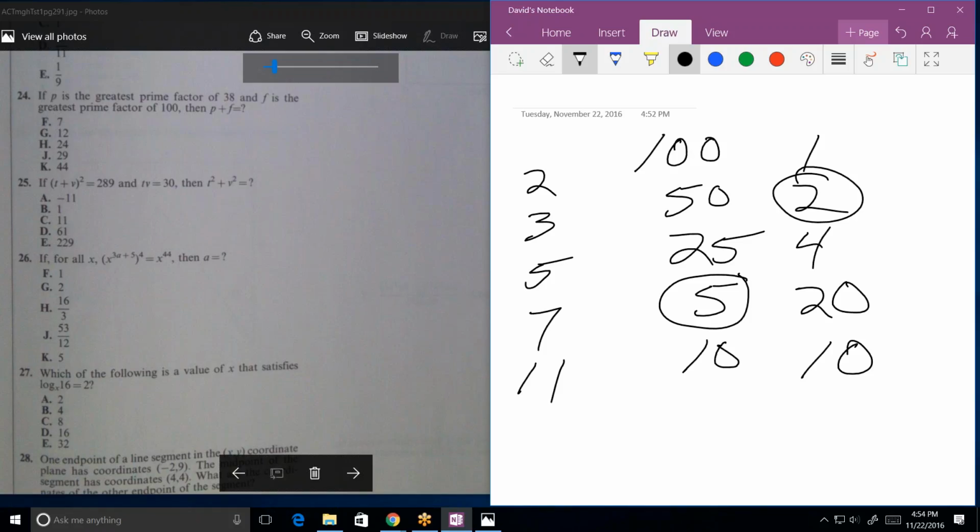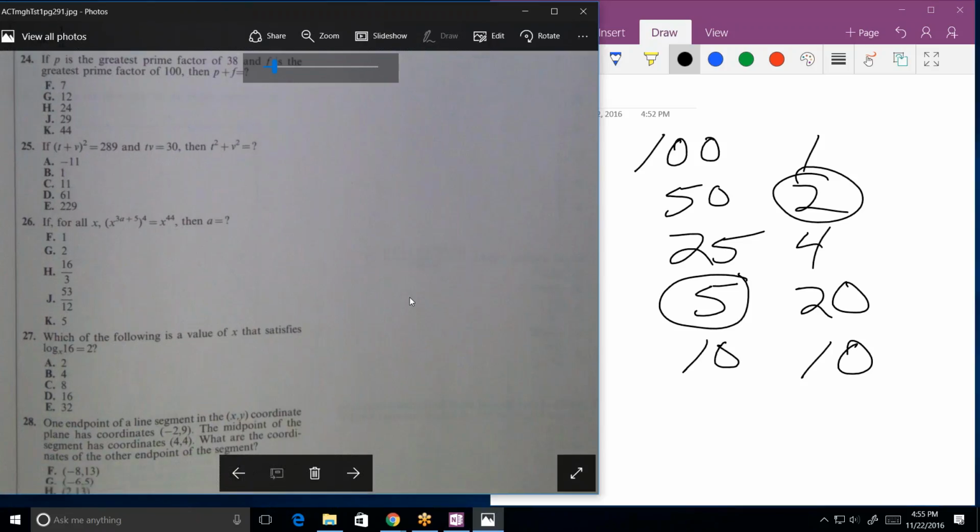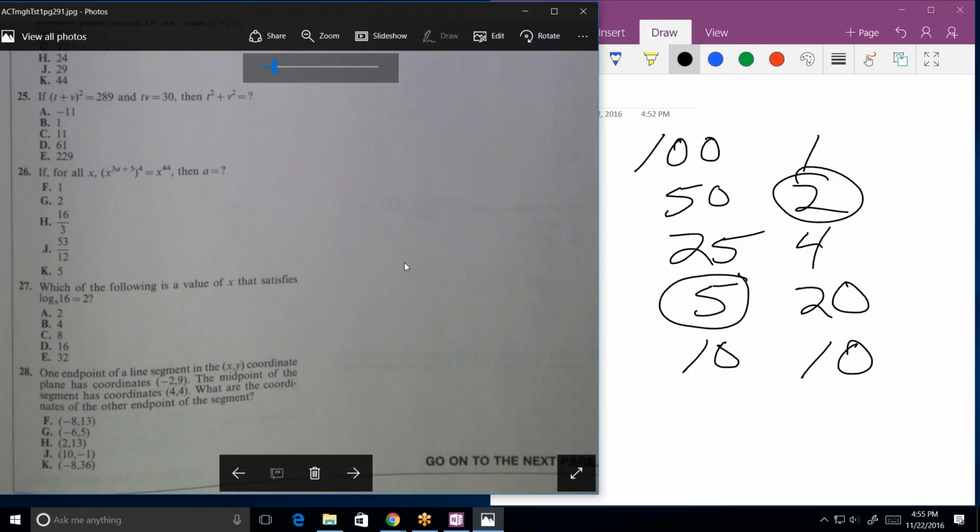Now see, they could have been little devils and put 5 on this list. And you go to all that trouble to figure out the greatest prime factor of 100, and you figure out that it's 5, and you see a 5 over there, boom, you're on to the next problem. Or they could have put 9. You've got to really be careful in reading the question to make sure you're answering what they want you to answer.